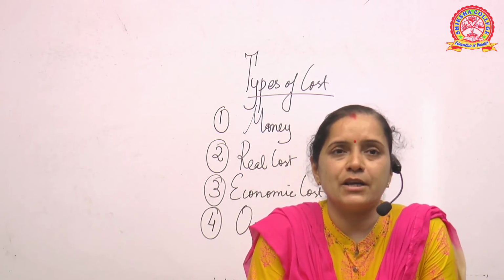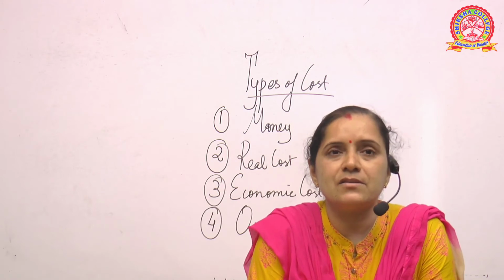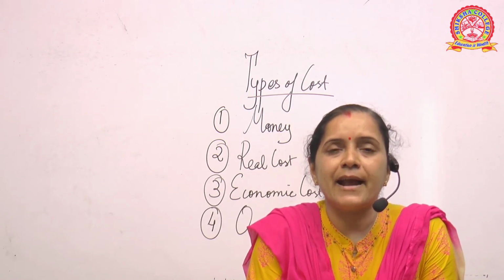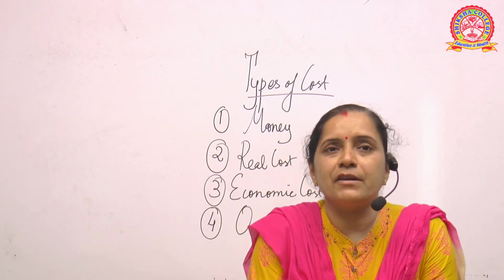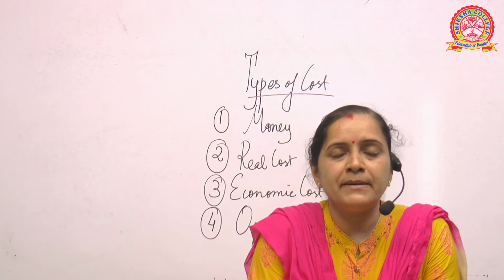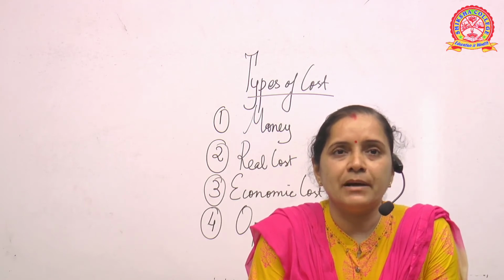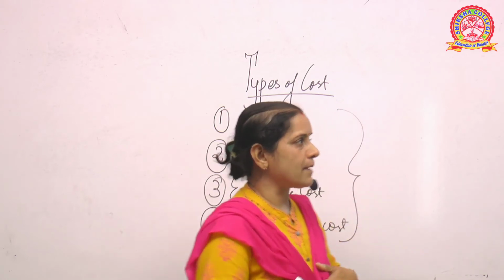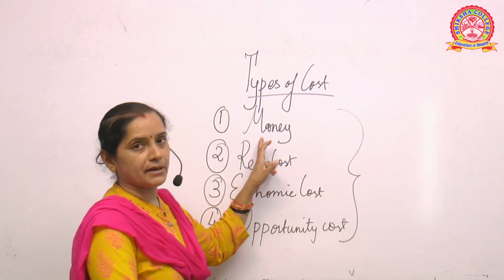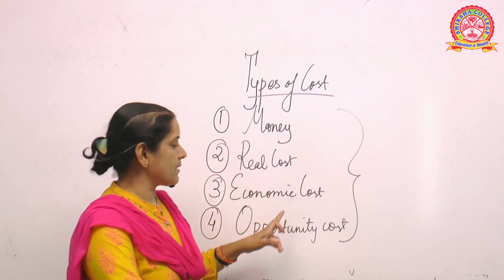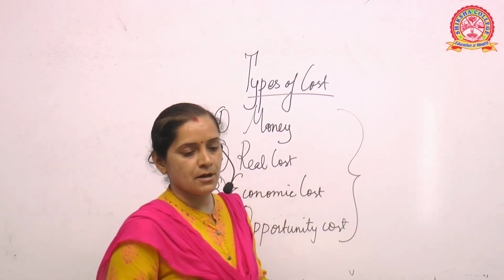Similarly, in every organization or in a business or industry establishment, the cost can be divided, or understood under different variable factors or headings. We will be discussing that part also. But let us now discuss what are the types of cost. The first, most basic and common cost is your money. Second is your real cost. Third is the economic cost, and last is the opportunity cost.